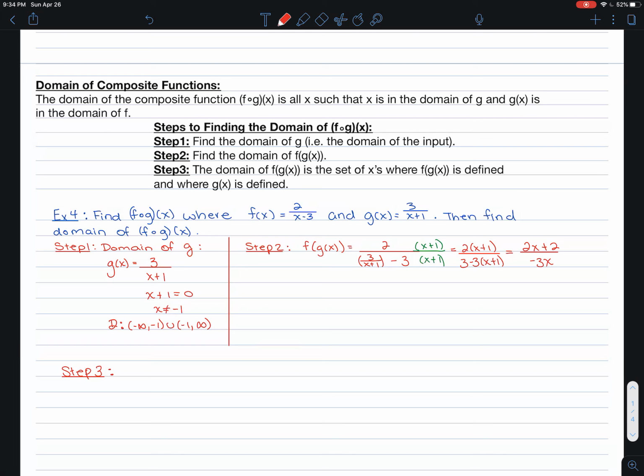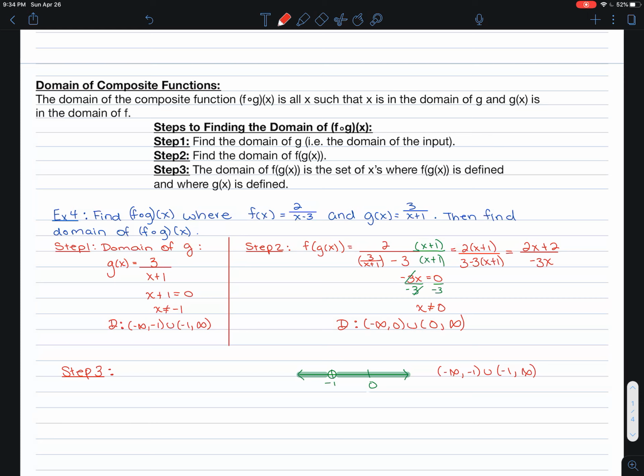So now I have my f of g of x function. Now again, remember, this is a rational function, and therefore your denominator cannot equal 0. So let's go ahead and find where our denominator equals 0. Well, that's at x equals 0. Therefore, x cannot equal 0. And our domain is from negative infinity to 0, union 0 to infinity. We're almost done. Okay, so now what we have to do is see where the domain of step 1 overlaps with the domain of step 2, and that's going to be our final answer.